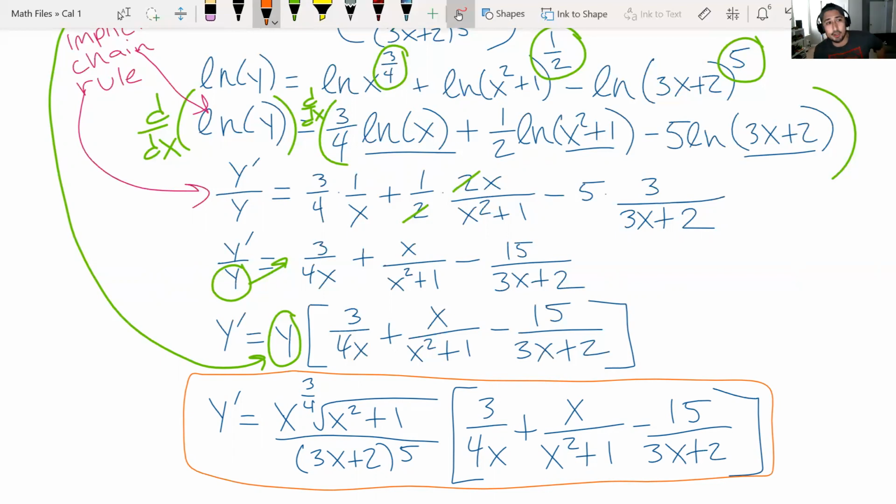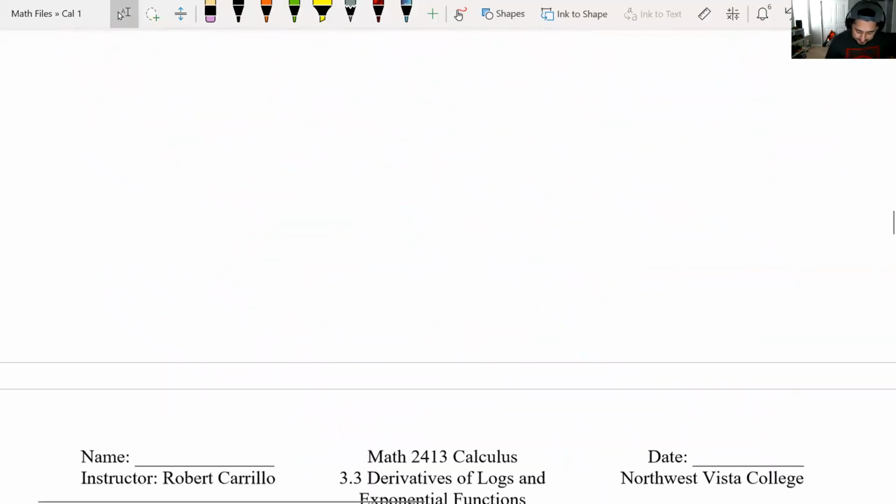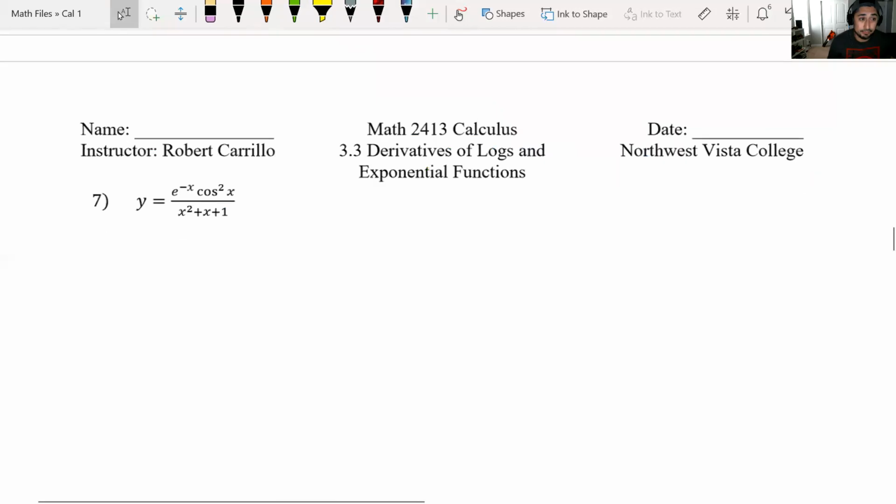So accept logarithms into your life. In the time of despair and pandemic, logs are your savior. Word to your mother, okay? All right, let's move on. Let's do it again. Number 7.